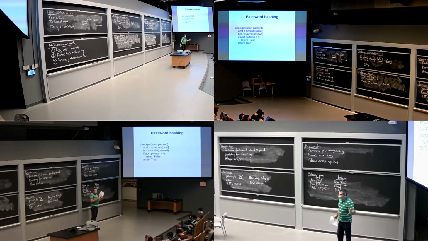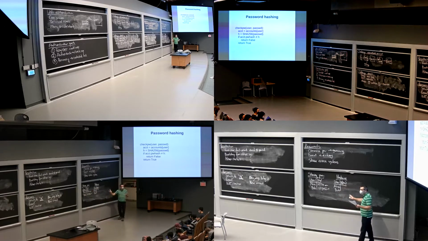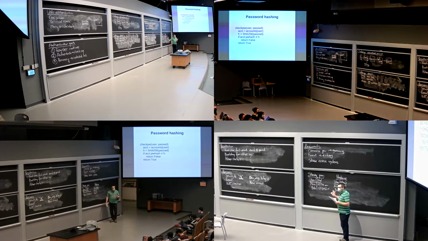This still lets you authenticate users, but now disclosing the table, if someone breaks into your server, doesn't immediately give up the passwords of the users. So that's a nice property. Pretty much every password storage system does something along these lines. Questions? How this works? Hopefully this makes sense.